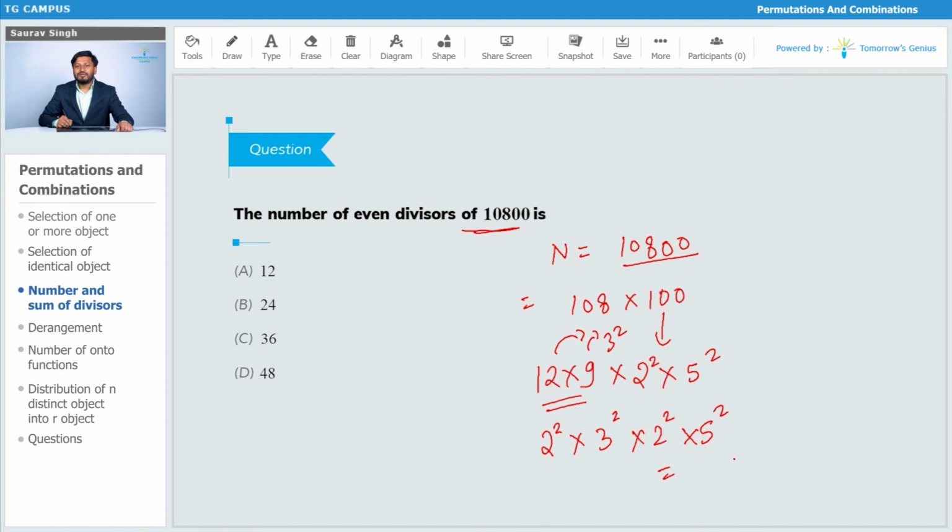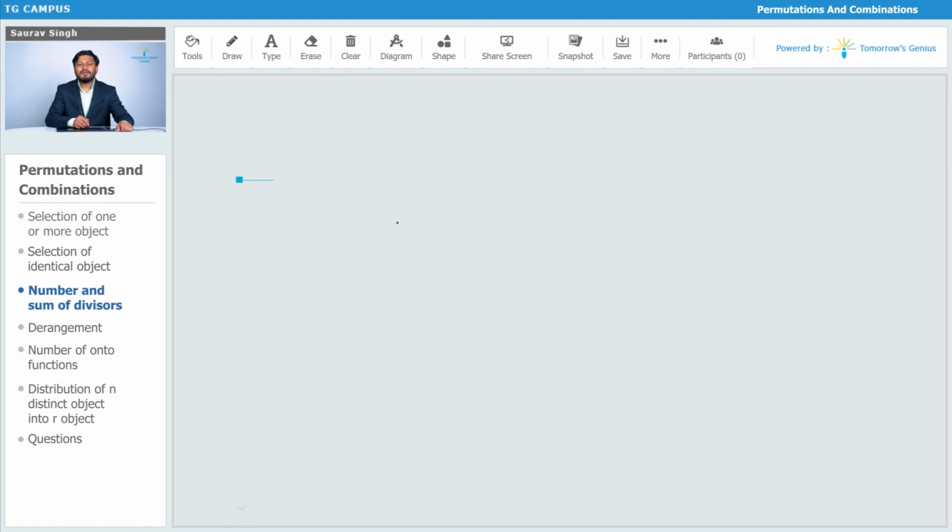In total we'll have 2 raised to the power 4 into 3 cube into 5 square. So 2 raised to the power a, 3 raised to the power b and 5 raised to the power c. We need the total number of even divisors. For that, any number is even if we have at least one power of 2. So at least means 1 or 2 or 3 or 4. 4 options we have here.